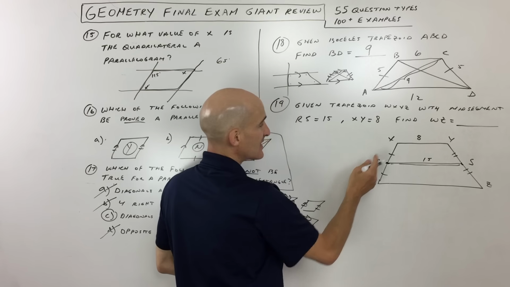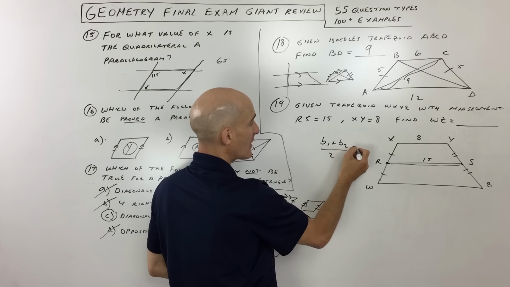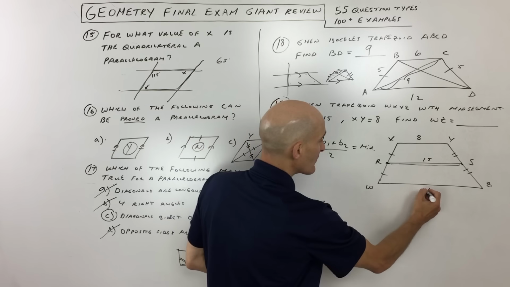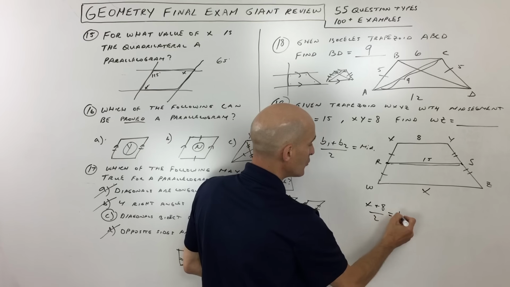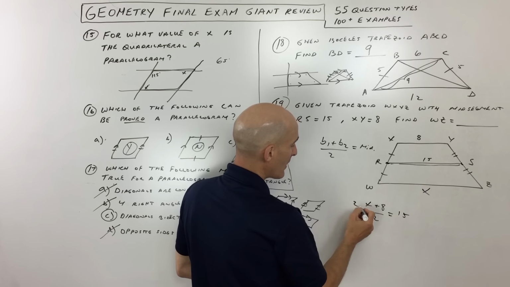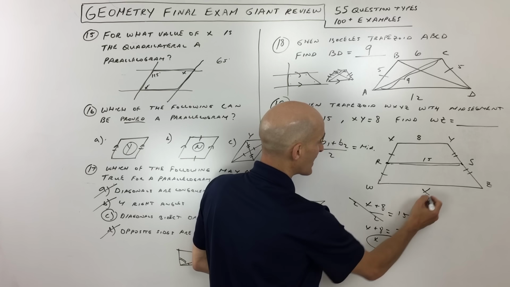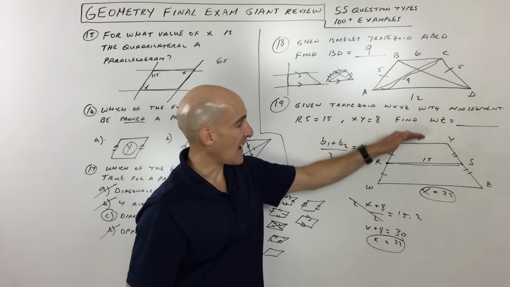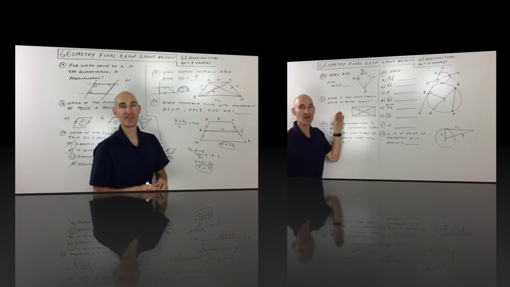This midsegment is the average of the two bases. So you could say base 1 plus base 2 divided by 2 equals your midsegment. So in this case, let's use that equation. We're going to say x plus 8 divided by 2 is equal to 15. Multiply both sides by 2, and you get x plus 8 is equal to 30. Subtract 8 from both sides, and you get x is 22. And you got it. So again, remember the midsegment theorem, it's like the average of the two bases. You add those up, divide by 2, that's your midsegment.